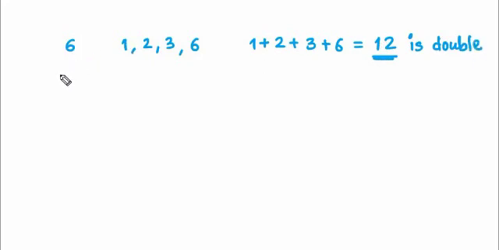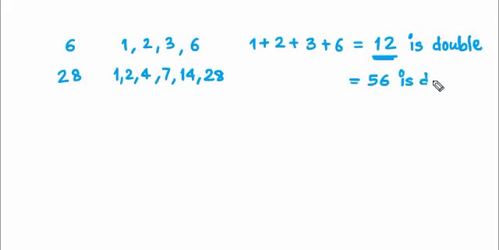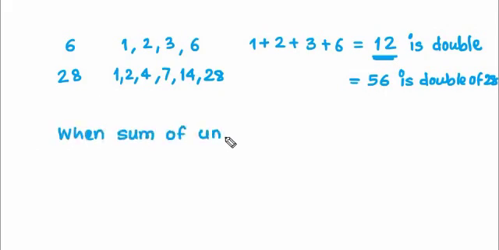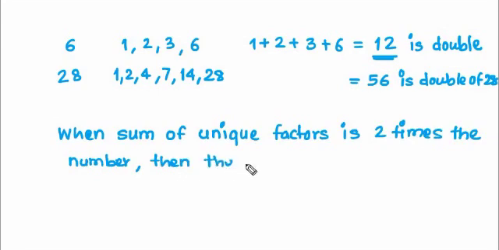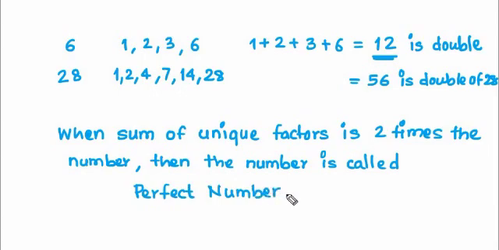Now let's take one more number, 28. What are the factors of 28? So if I add now, addition is 56. Addition of factors is 56. And if we see, 56 is double of 28. So whenever addition of the factors is double of the number, then that number is called a perfect number. When sum of unique factors is 2 times the number, then the number is called a perfect number.